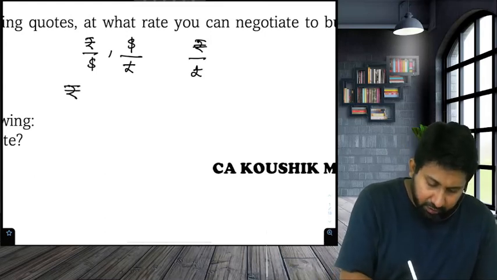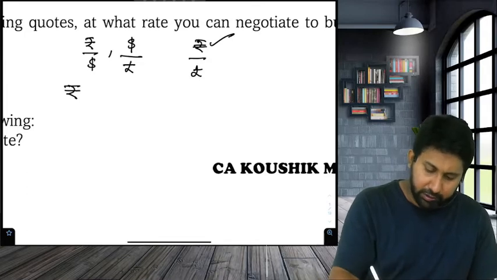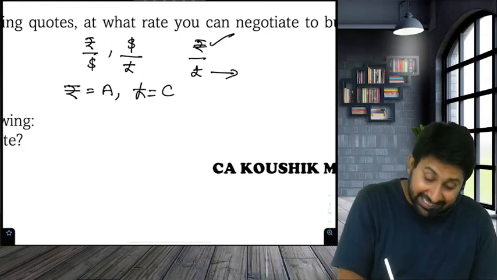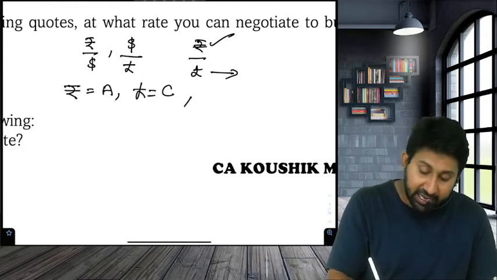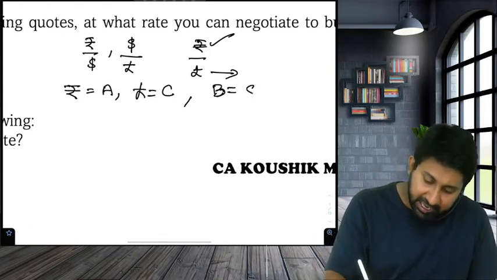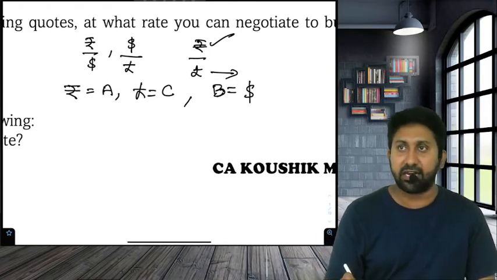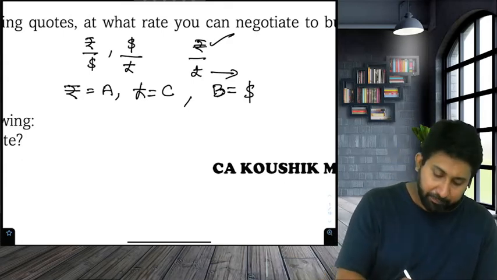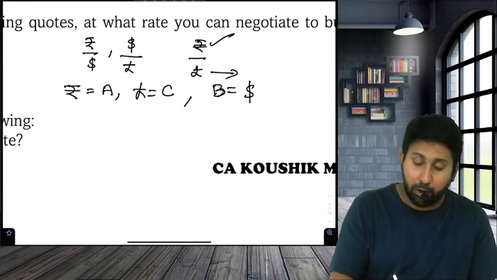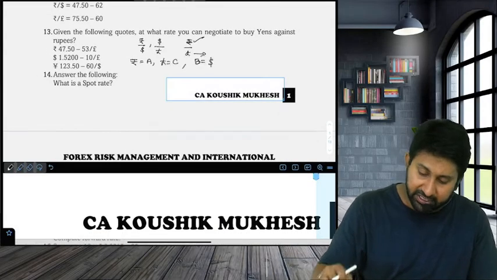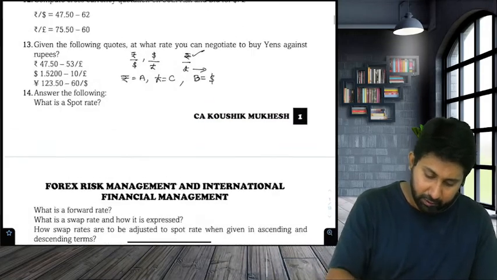First, which currency do you want? Rupee. Rupee is A. What is this currency? Pound. Note this as C. Okay. A base currency, a common currency, will be there. That's B. B means base currency. Base currency will become what? Dollar. Okay. Now see here. Rupee A, pound C, B dollar.